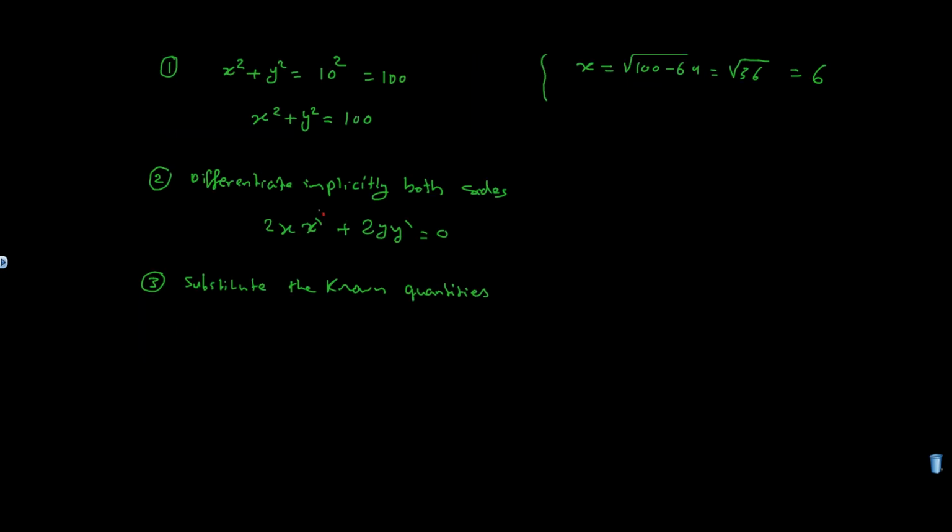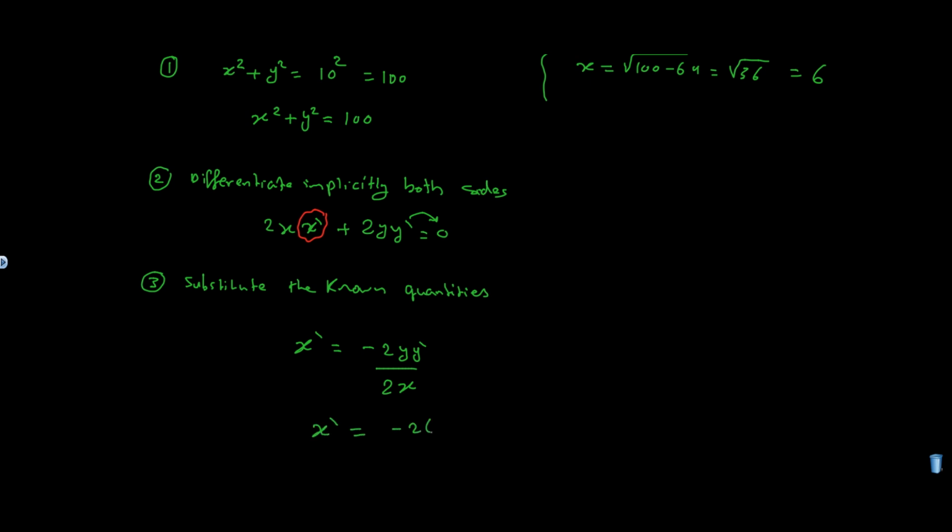We need now, this is the target, x prime. This is the velocity of how fast the bottom of the ladder moves away from the wall. Here x prime is equal to, move this term to the other side and change the sign, negative 2y y prime divided by 2x.